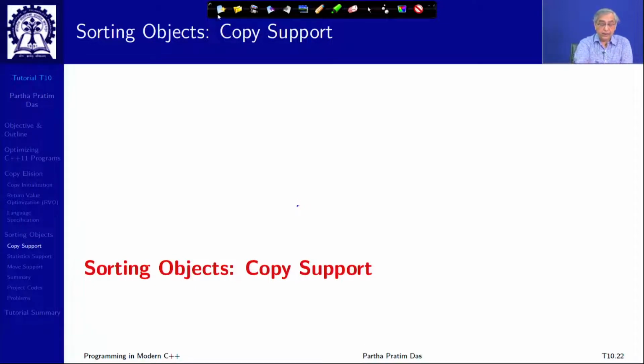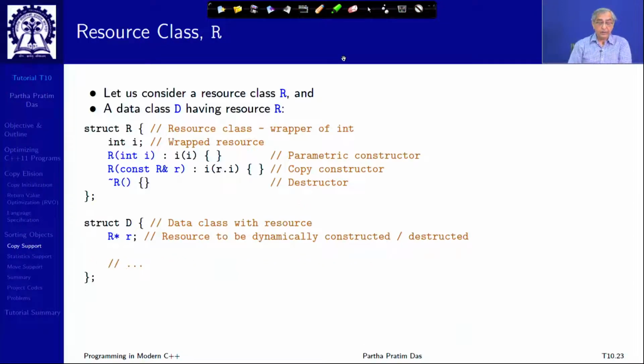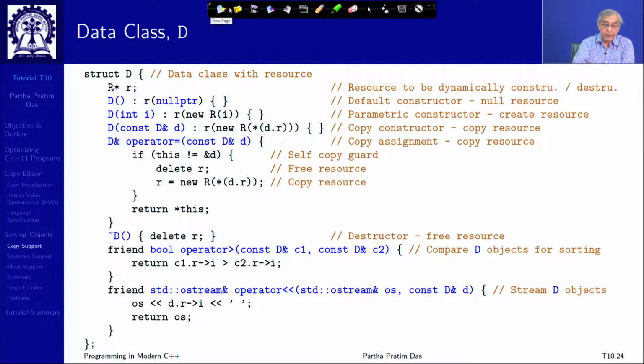So, first we start with functions with copy, classes with copy support, everything is with copy support. This is my resource class, it has constructors and destructors as expected, and my data class has a resource of that resource class R. So, it holds a pointer to that resource. Every time it has to get a proper resource object constructed to get this value. So, in the data class it has a pointer to this.